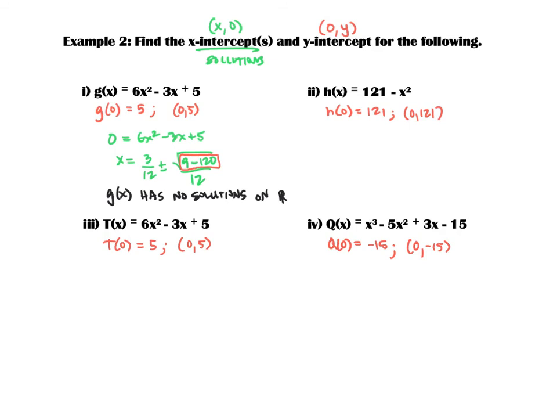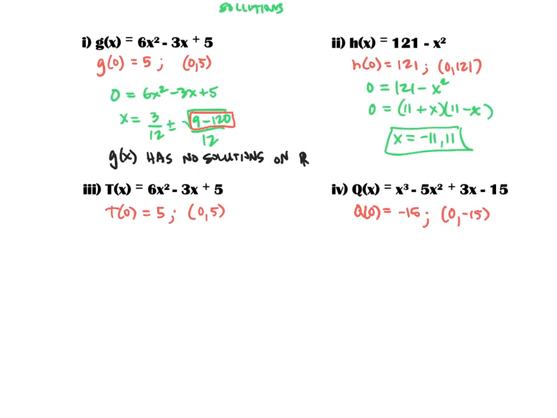Okay, number 2, let's look at h of x. If I want to know where h of x equals 0, which is the x-intercepts, I could factor this, or I could use some algebraic methods, but I'm going to factor it. I would put an 11 here and 11 here. This is the difference of two perfect squares. This would be plus x, this would be minus x. And if I solve that, I would see that I have solutions at x equals negative 11 and positive 11. Those are my two real solutions.